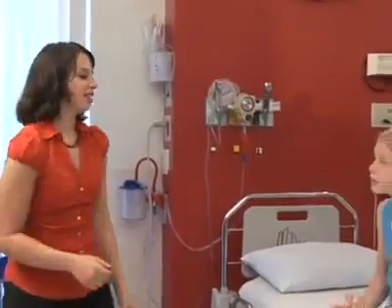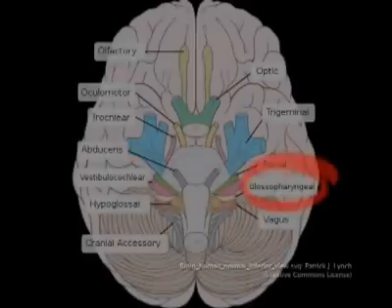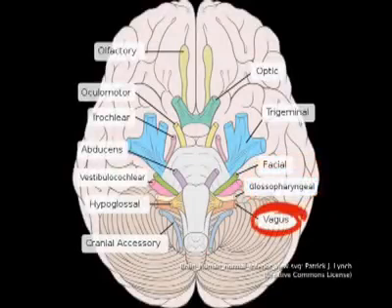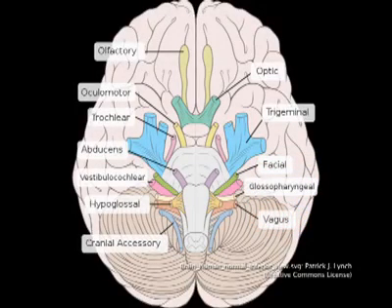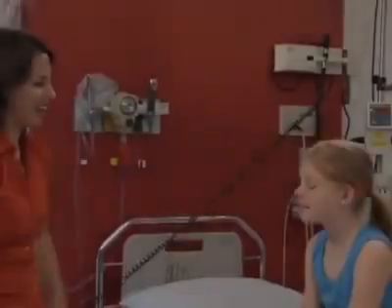In the screening exam, cranial nerve 9, the glossopharyngeal nerve, and cranial nerve 10, the vagus, are tested together via the gag reflex. The afferent component is carried by cranial nerve 9 and the efferent by cranial nerve 10.